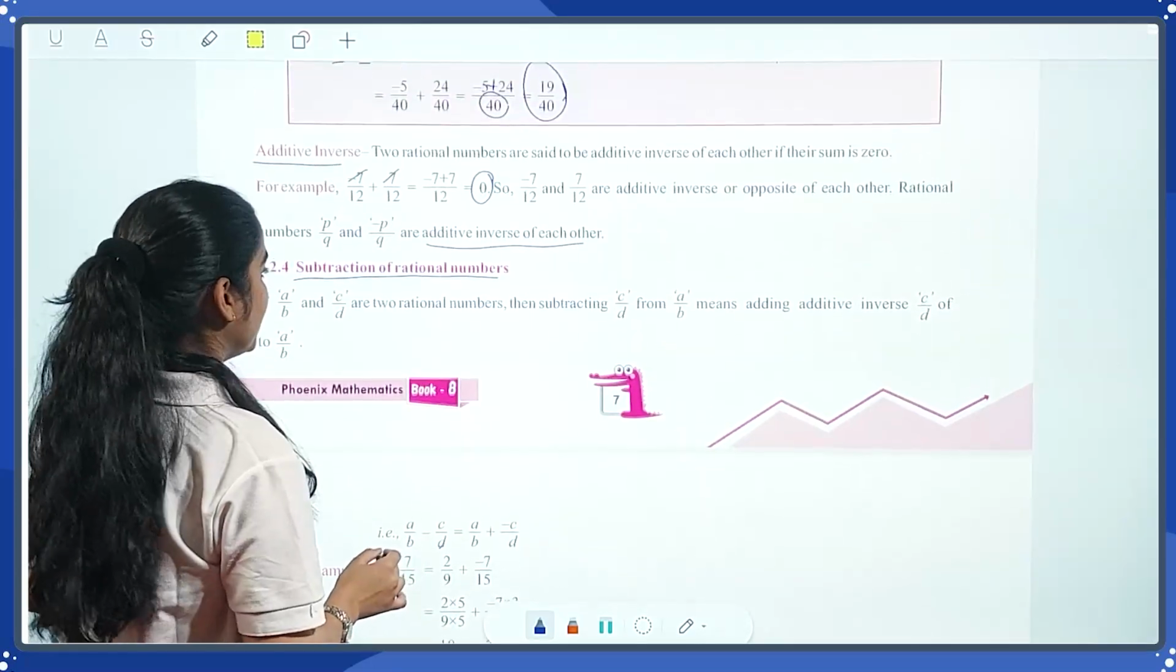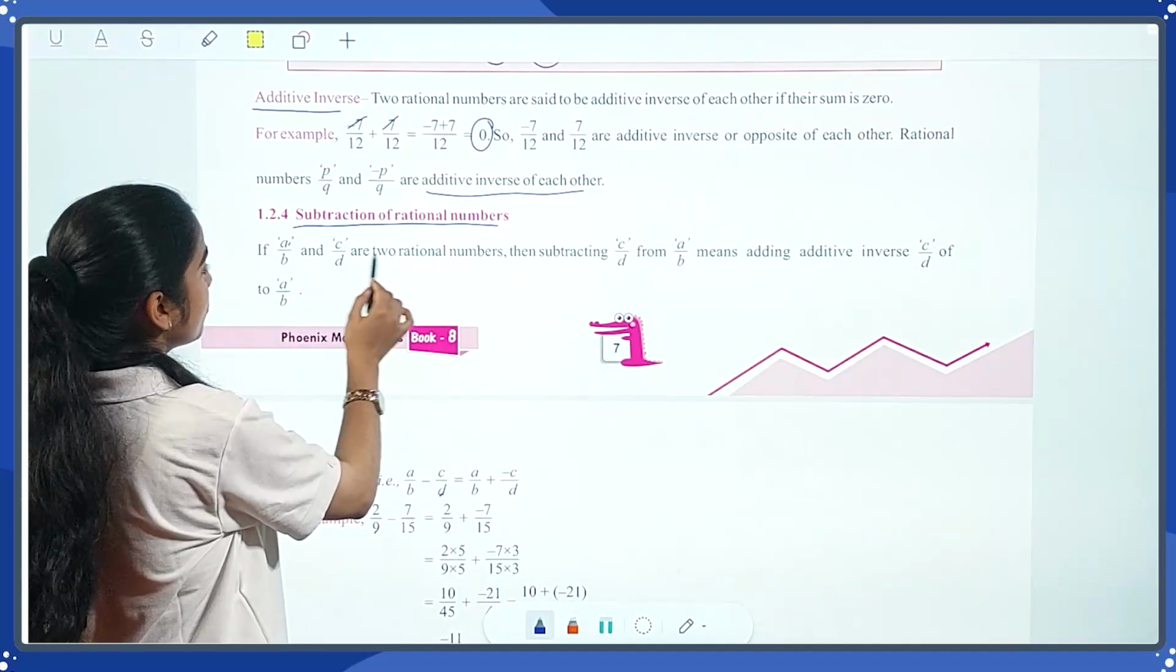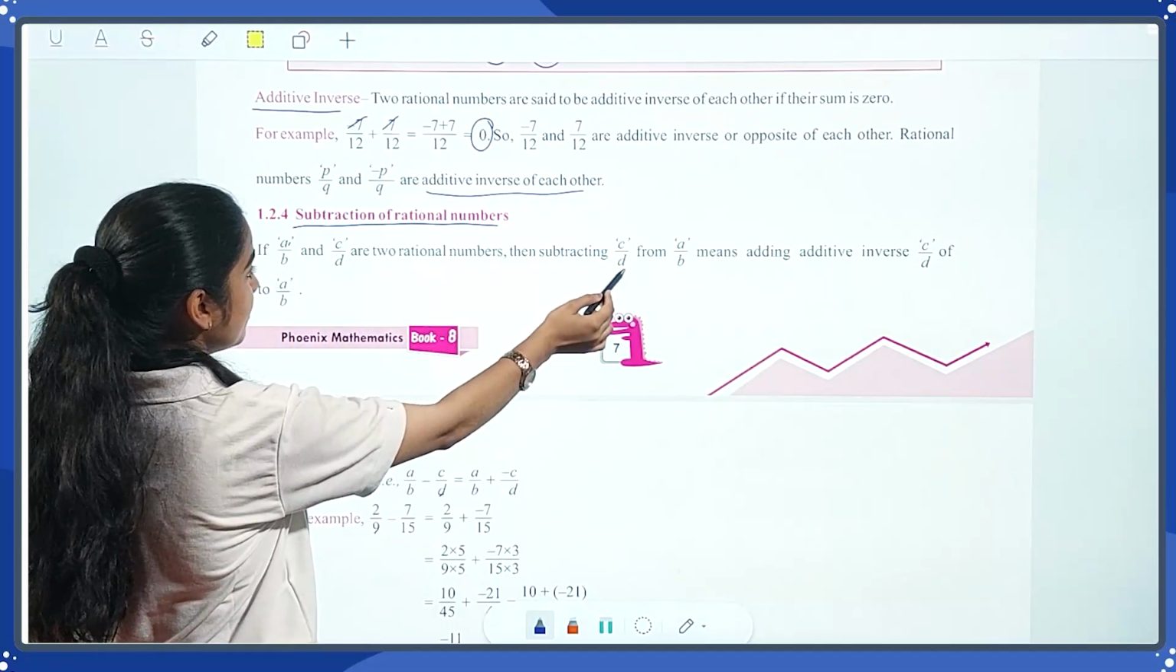What you have to keep in mind in this case, while we write: if A by B and C by D are two rational numbers, then subtracting C by D from A by B.